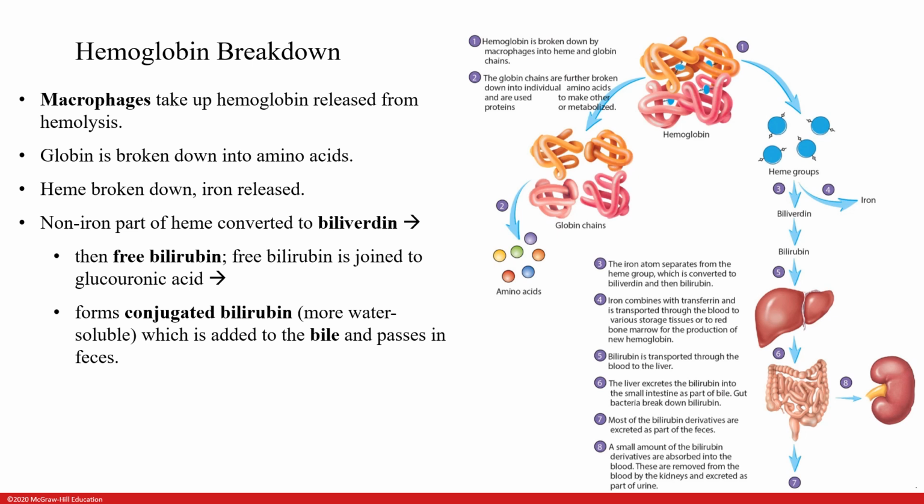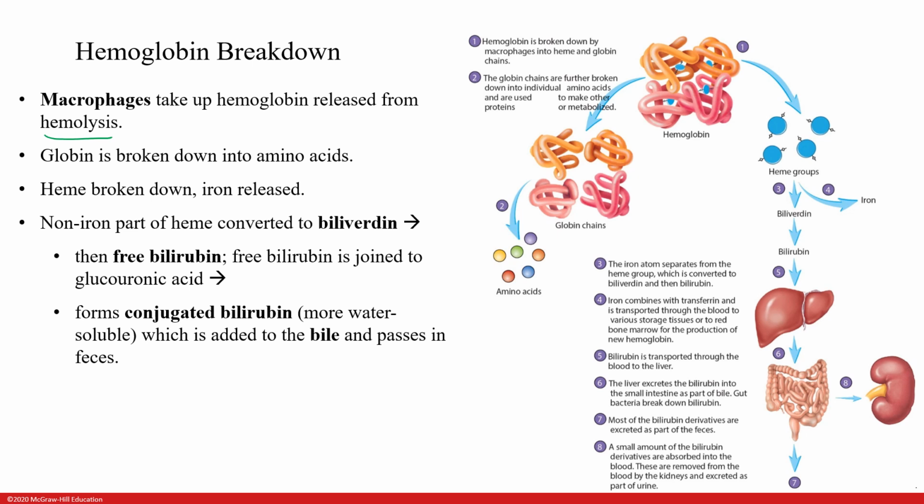Now, after 120 days, the red blood cells get destroyed through a process called hemolysis. Hemolysis breaks down the red blood cells and releases the hemoglobin from the cell. The macrophages then take up that hemoglobin and will break the hemoglobin molecule down into its subunits. The goal here is to get the parts so that we can make more later.